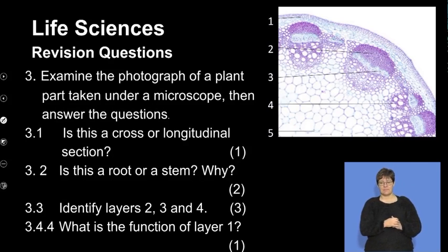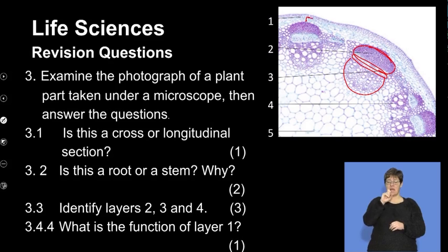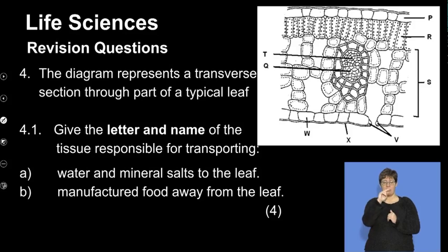Then identify the layers. Okay, so let's have a look. Layer number 2, that's our bundle cap. Layer number 3 is your phloem and cambium, and layer number 4 would be the xylem. What is the function of layer 1? That's just underneath the epidermis, and that's where the parenchyma is, so its function would be support.